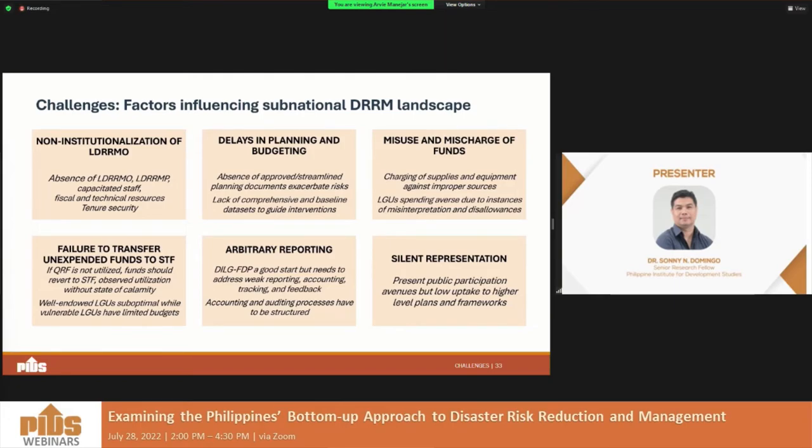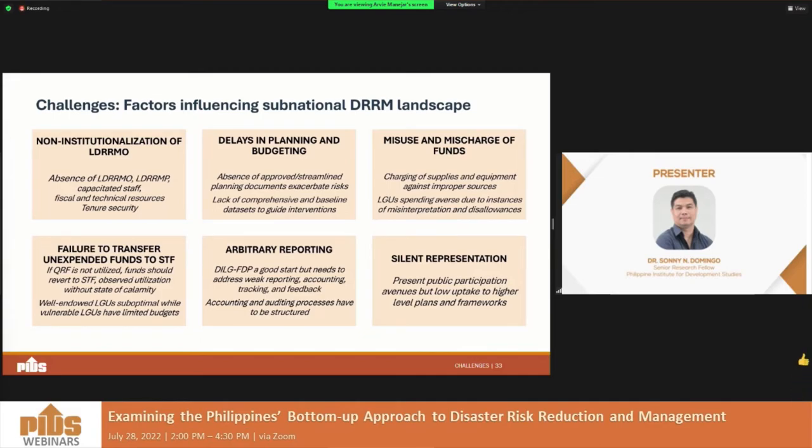Misuse and discharge of funds is probably the main reason why LGUs are not really enthusiastic in terms of using and liquidating their local disaster risk reduction management funds. Failure to transfer unexpended funds to the special trust fund every year. By doing so, you have a very chaotic accounting of funding for the DRRM for several years.